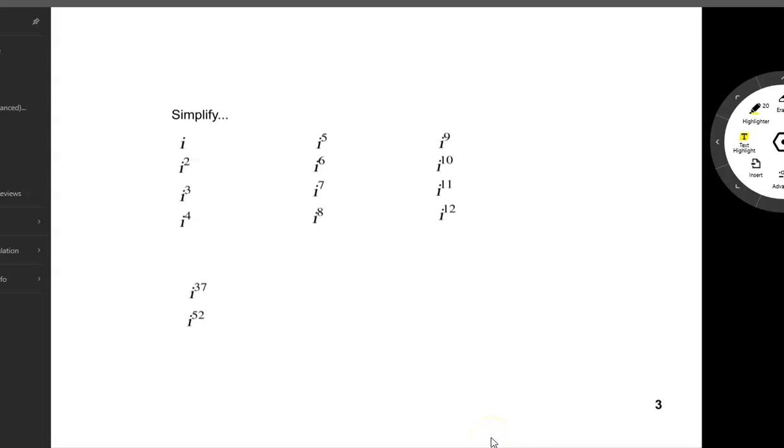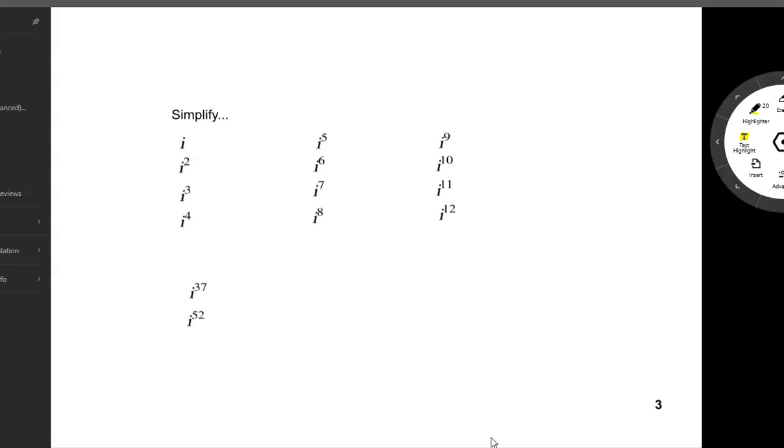Okay, we are back with section 3.1. We have already done a lot in this section. We have introduced imaginary numbers, defined the letter i, or the number i, to be the square root of -1. We've talked about complex numbers. We've added, subtracted, and multiplied complex numbers.